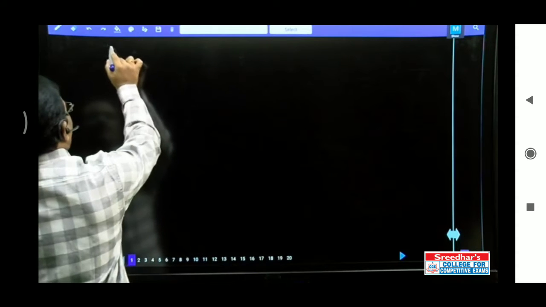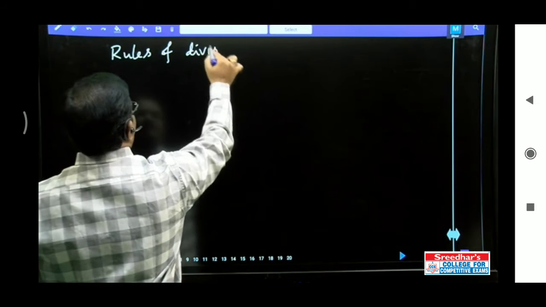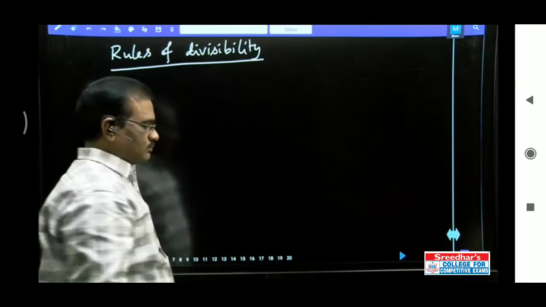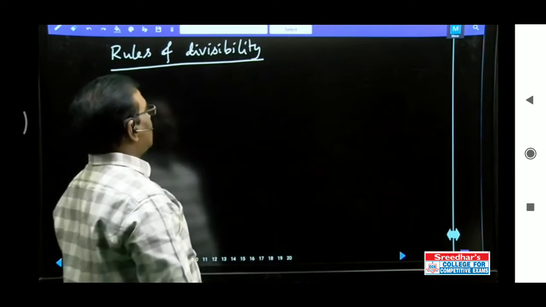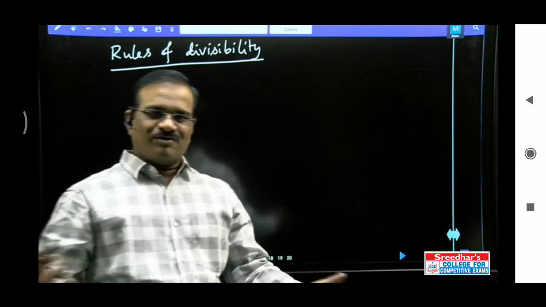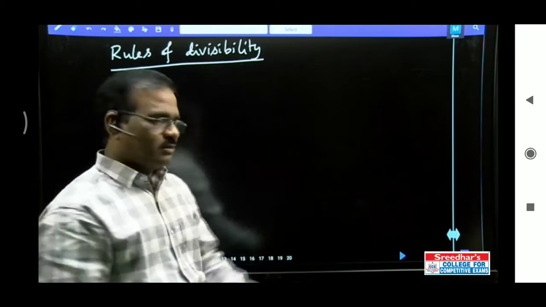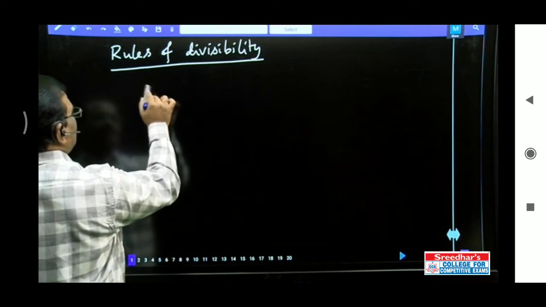Next we discuss divisibility rules. Let's look at the rules of divisibility for numbers 1 to 20. 1 divides every number. There is no divisibility condition for 1. Why? Because every number is exactly divisible by 1. That's why there is no divisibility condition for 1.